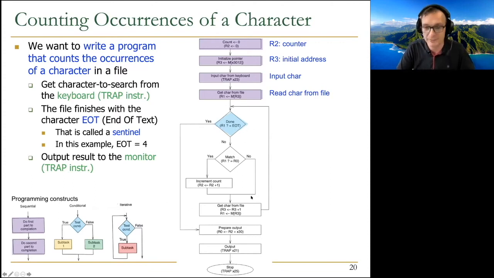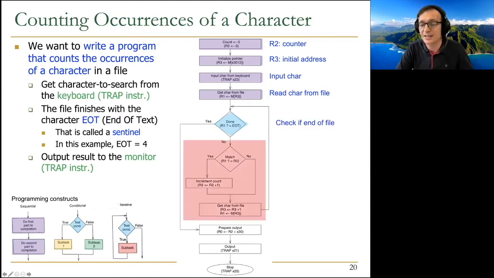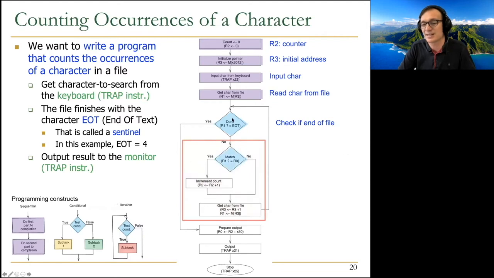What do we do if we loop? We check if it is the end of the file. If it's not the end of the file, we check if there's a match. If there's a match, we increment the counter of the characters that match the input character. If there's not a match, we don't increment. And then we get another character from the file and then increment the pointer and the address, as you can see over here. And then we keep doing the same thing until the character we read from the file is end of text, right? So that's the iterative construct.